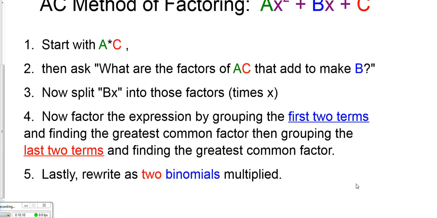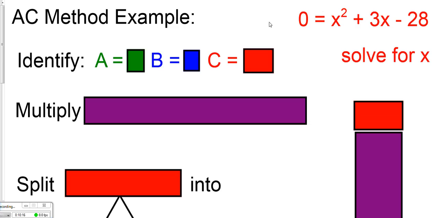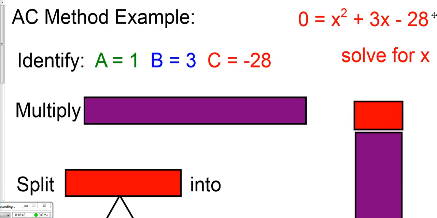Now, again, just looking at the directions might seem kind of goofy. Let's try it out so I can show you what I mean. So we have the AC method example. We have 0 equals x squared plus 3x minus 28, and we need to solve for x in this example. So questions you need to ask yourself, what is a? Well, in this case, a is 1. We have a hidden 1 coefficient here. What is b? b is 3. It's our positive 3 in this middle term. What is c? Be careful, it is a negative 28. We don't call it 28, it's negative because of this chunk here.